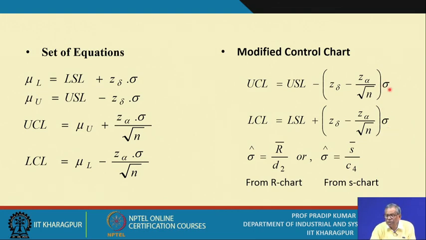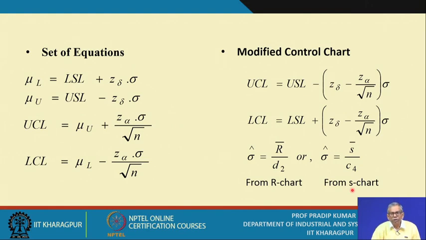Now this sigma is basically the process standard deviation. If you already use the R control chart, obviously R bar will be known, d2 is also known, d2 is a function of n. So you can have an estimate of sigma hat. Suppose instead you use the S control chart, obviously S bar will be known, and the c4 value is again a function of n, the sample size. So you get the value of c4 and you get an estimate of sigma hat. So this you get from the R chart and this you get from the S chart.